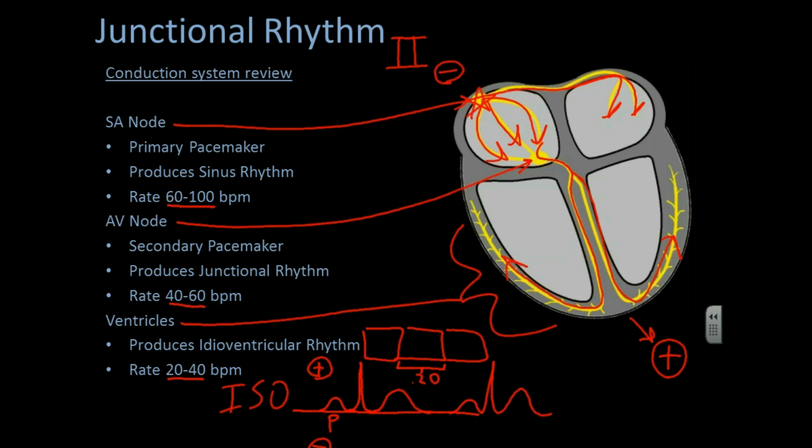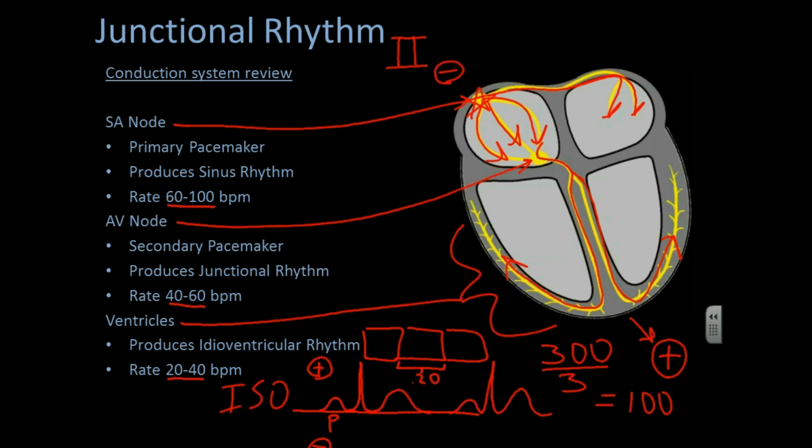Now, if we want to determine the rate of a rhythm, the easiest way, based on just looking at the paper, is looking at how many large boxes are between R and R's. You take the number of large boxes between R and R's, and then you take 300 and divide by that number. So 3 large boxes between R to R's would equal 100 beats per minute. That's just a quick review, just to refresh our memory before we move on.